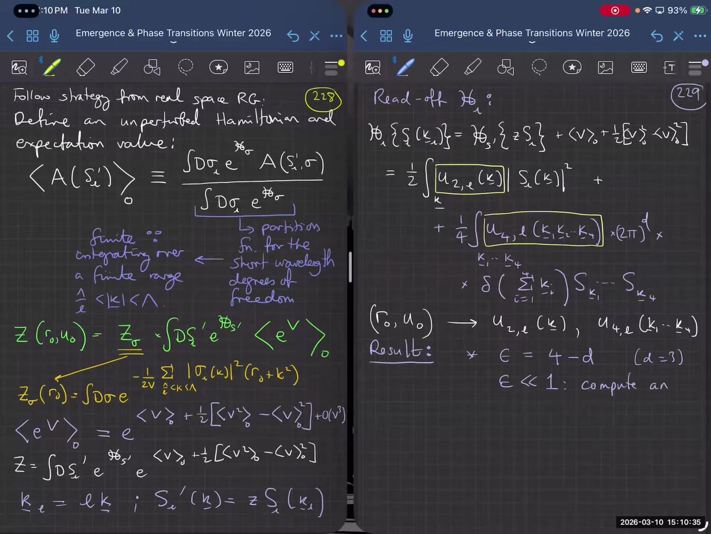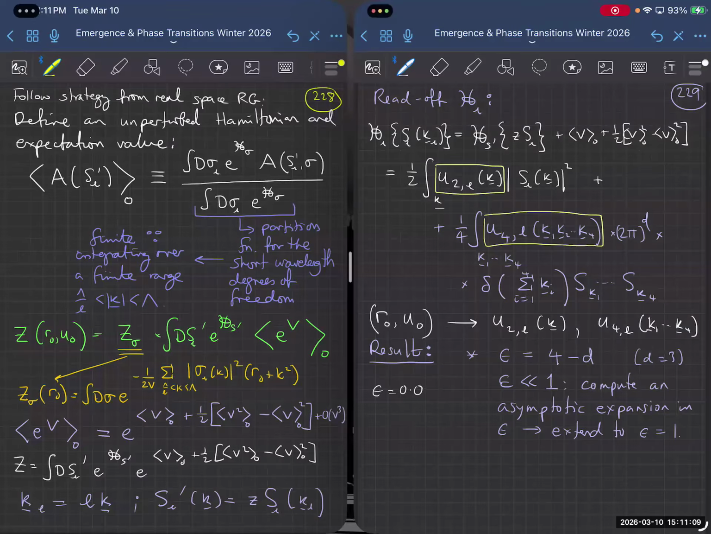an asymptotic expansion. I'm not going to do this in class, don't worry. An asymptotic expansion in epsilon, and then we're going to extend that to epsilon is equal to 1. So you can do that. There is a principled way to do it, and we're not going to worry about it. So the main thing I want you to think about this is what we are doing is we're assuming that epsilon is equal to 0.01, let's say. Okay, we're doing critical phenomena in 3.99 dimensions.